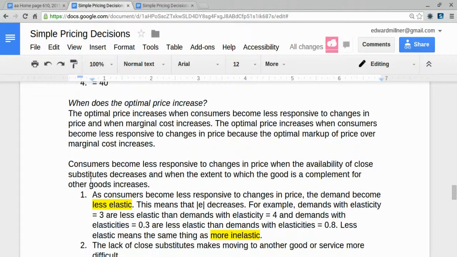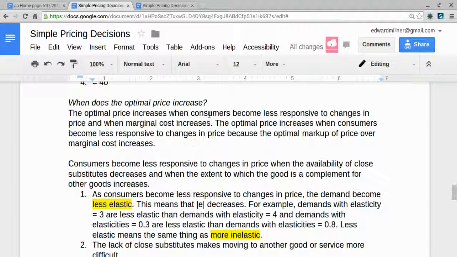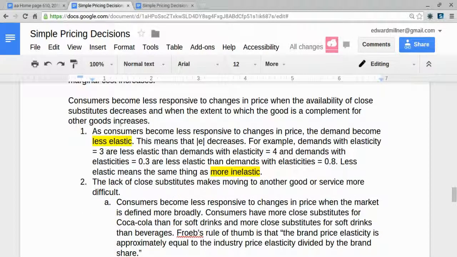The optimal price increases when consumers become less responsive to changes in price or when marginal cost increases. The optimal price increases when consumers become less responsive to changes in price because the optimal markup of price over marginal cost increases. Consumers become less responsive to changes in price when the availability of close substitutes decreases and when the extent to which the good is a complement for other goods increases.